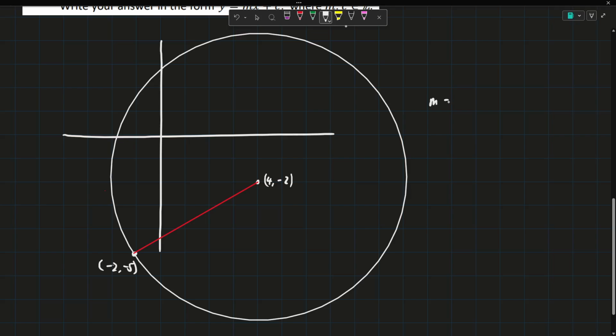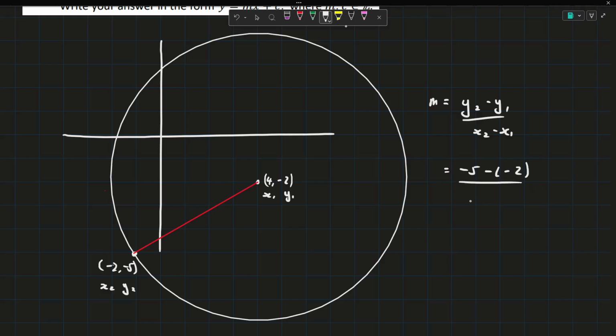So if you go to the coordinate geometry page, you'll find that the slope is y2 minus y1 over x2 minus x1. So we could just call this one x1, y1, call this one x2, y2. So y2 is going to be minus 5, minus y1 is going to be minus 2, be careful for the signs, over, and then we're going to have x2, which is minus 2, minus x1, which is going to be minus, and then 4, because minus positive 4.